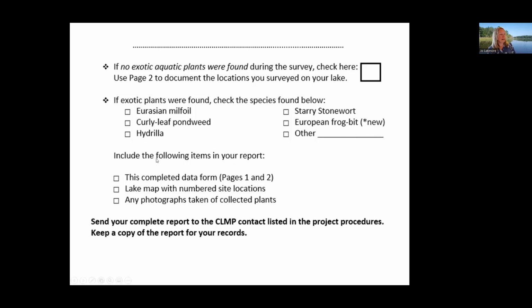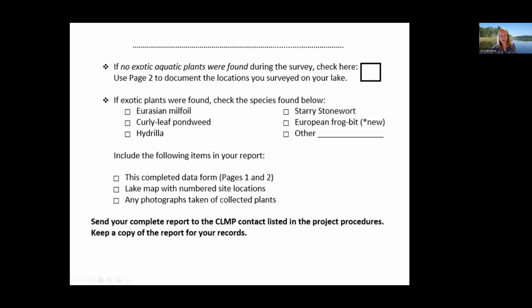And then, at the end, your total report should include this completed data form, pages 1 and 2. We're going to look at page 2 in a minute. A lake map that shows your numbered locations where you surveyed them. It's helpful if you number them. And then the photographs you've taken of the plants you collected.